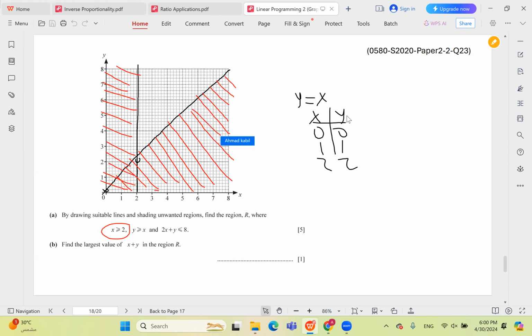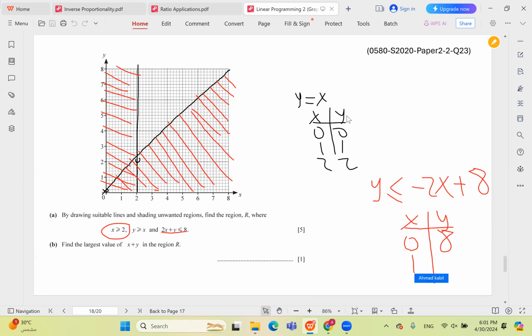And then for the third equation, let's first isolate the y. So we get y less than or equal to negative 2x plus 8. Again, let's draw a small table here. x, y: 0 and 8, and 1 and 6. Just plug x as 0 and 1 and find the value of y. So we have 0, 8, 1, 6. Let's draw these here. We have 0, 8 and 1, 6. This is our third line.